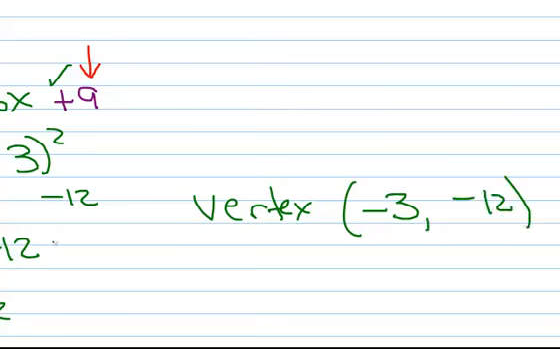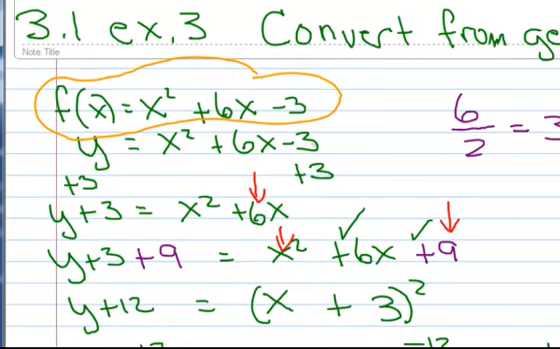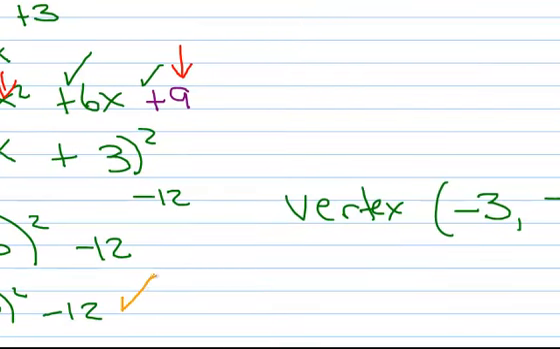So if a problem in the textbook gave you something like this, and then it said, find the vertex, what you would do is you would use this technique right here of completing the square to change this quadratic from general form to vertex form, and then at that point you could identify the vertex.